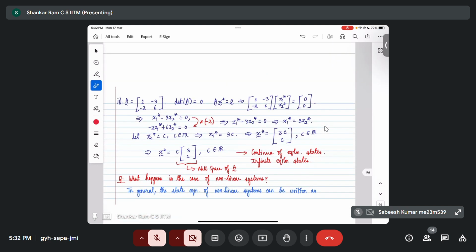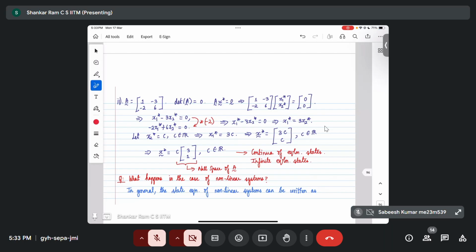What I'm able to see in the second example is that X star becomes C times (3, 1). So is this becoming a scaling kind of option? Essentially, C you can think of as a scaling factor, but C can be any real number. So there exists an infinite set of equilibrium states from that perspective. That's what we are able to conclude.